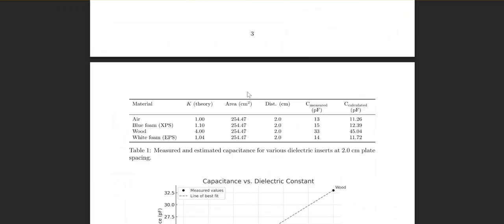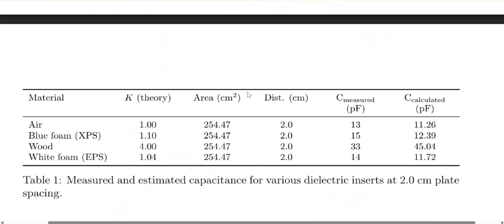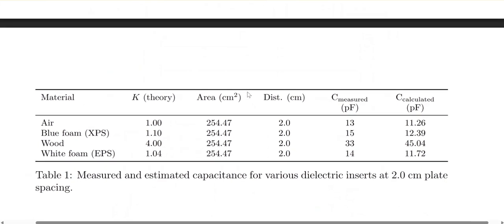Now, let's look at the results that I've got. As expected, from this graph that you can see, the capacitance increased when I used materials with higher dielectric constants. Whenever we used a wood material with a high dielectric constant of 4, the measured capacitance that we got was 33, in comparison to air or foam, which would be 13 and 15, for example.